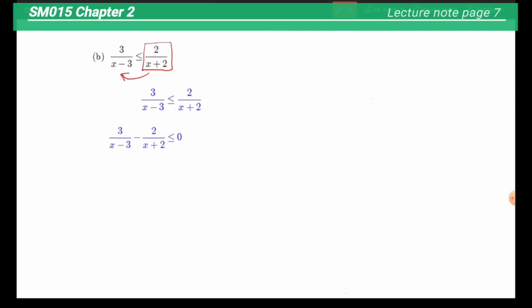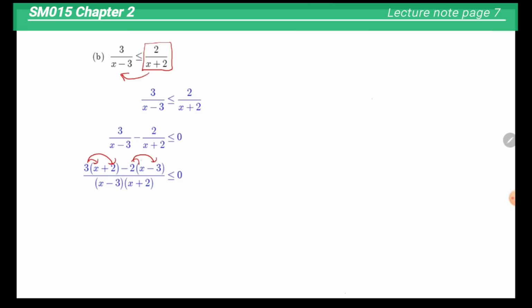Now we have two expressions on our left side. To make sure that we have only a single fraction, we need to equate the denominators. So we'll have 3 times x plus 2 minus 2 times x minus 3 over x minus 3 times x plus 2. In this case, now we have x minus 3 times x plus 2 on our denominator. You don't need to expand the brackets here, since we want them to be in factor form. You only need to expand the brackets on our numerator.